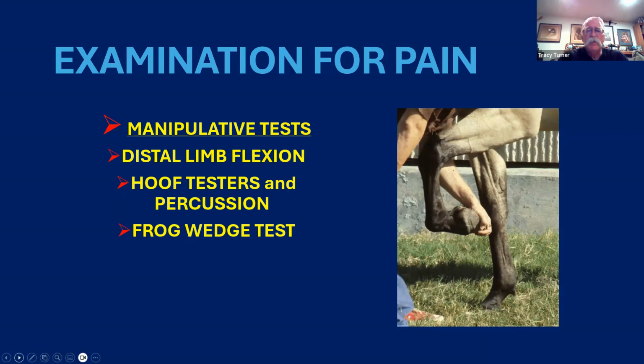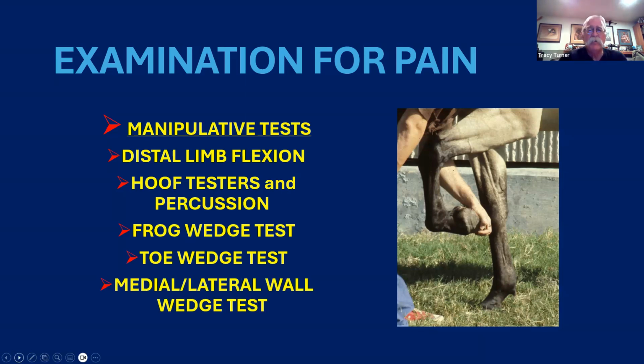Next, you can use the toe wedge test, which is similar, except instead of under the frog, you put it under the toe, and now you're stretching the deep digital flexor tendon. You're obviously applying some toe pressure there too, but I think most importantly, you're compressing the navicular bone down into the tendon, and you're also stretching the tendon, looking to see if this causes the horse pain.